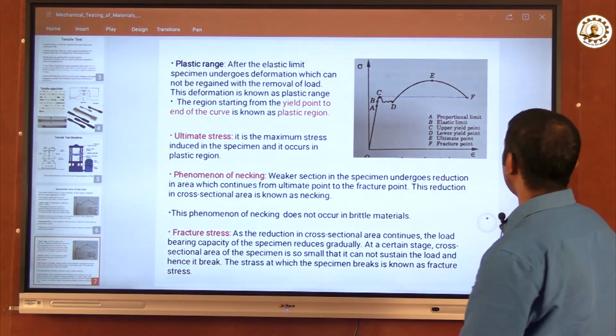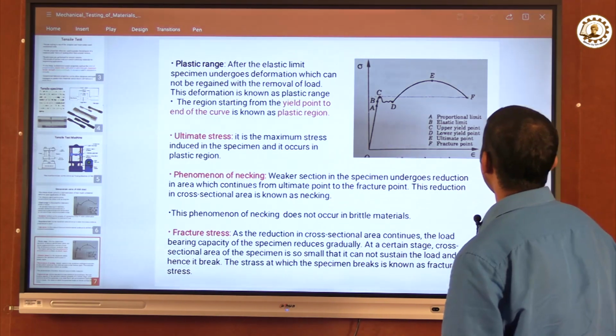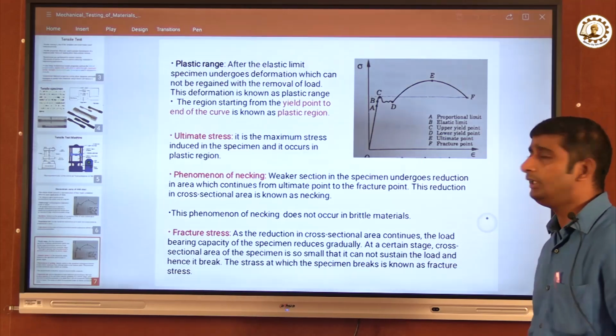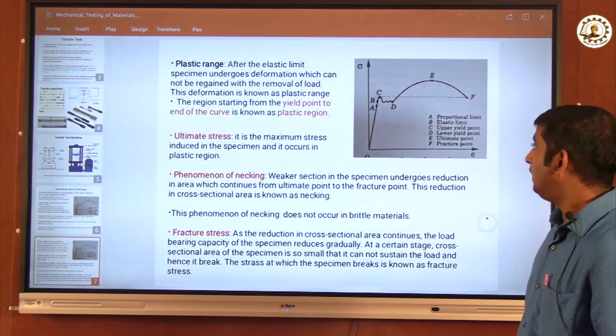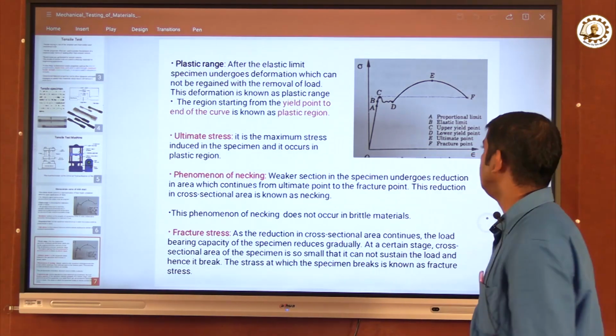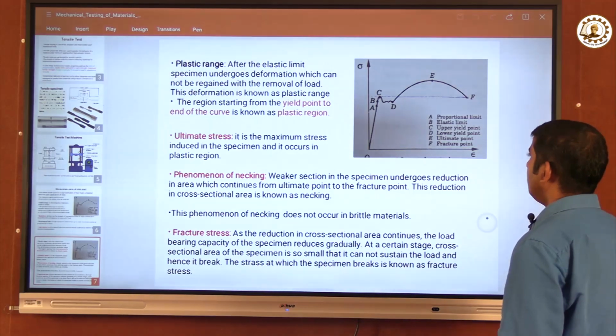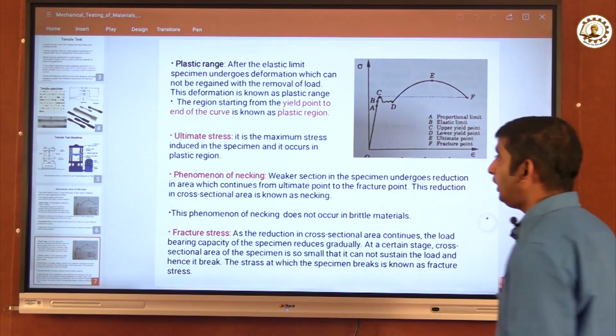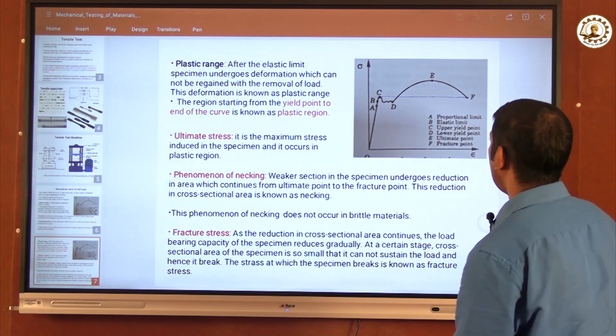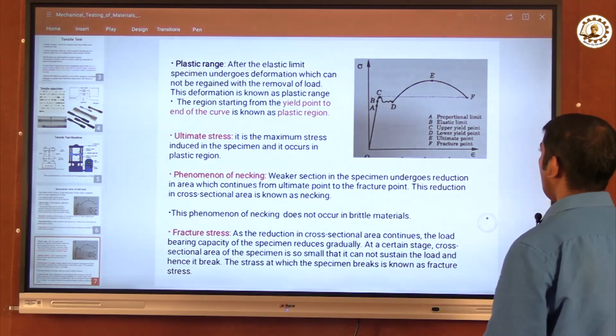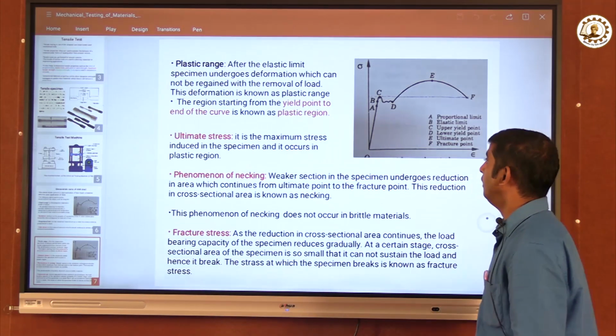And what is ultimate stress? It is the maximum stress induced in the specimen and it occurs in the plastic region. And one important point is the phenomenon of necking. What is the phenomenon of necking?